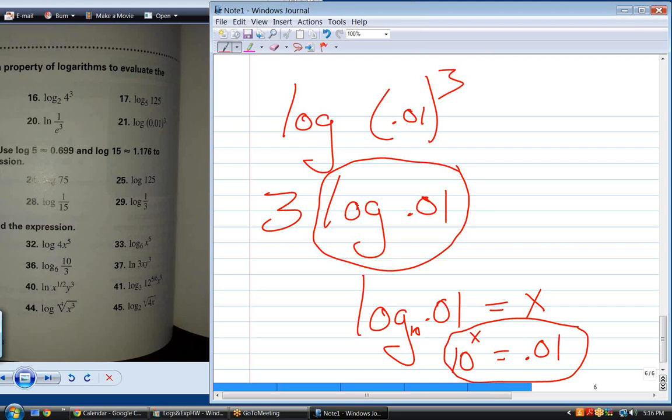100. -2. In other words, you just said it. You said 10 to the -2 is equal to 1/100th. That's 1/100th right there. So x has to be -2. Okay, so I can replace that common log of 0.01 with a -2, and now my answer is -6.